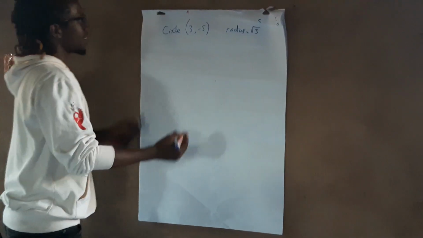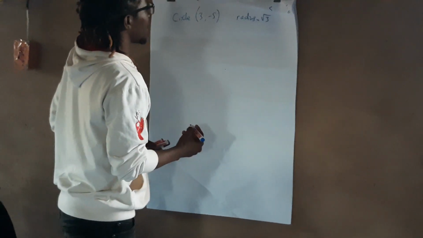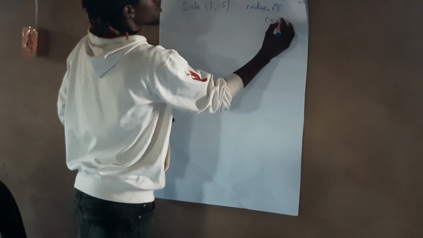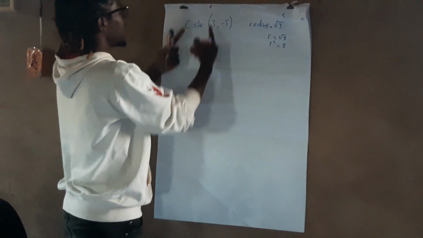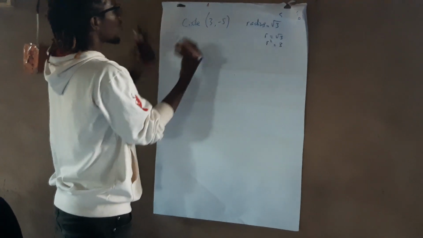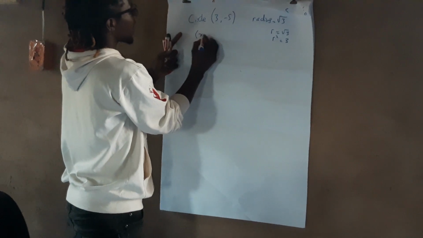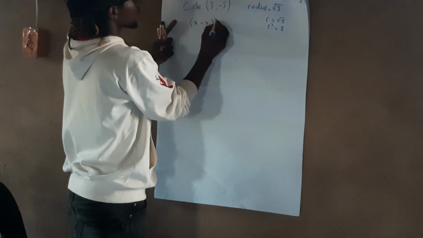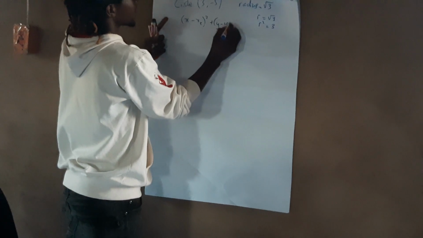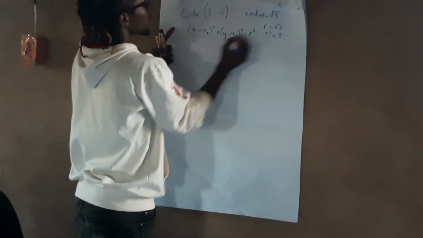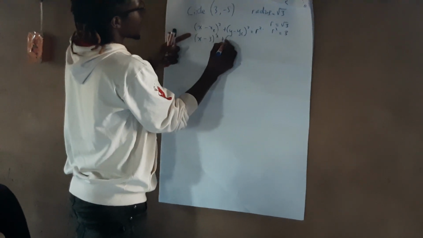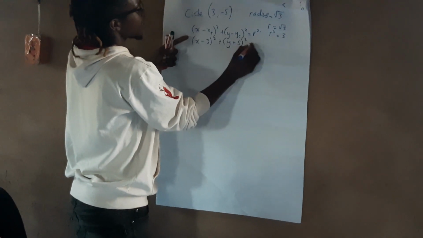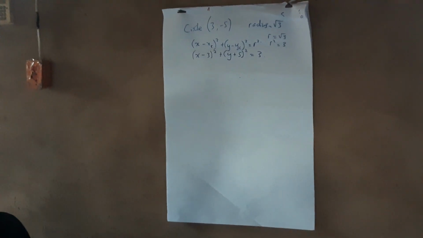So how do we treat this? We know that the radius is equal to square root of 3, right? So our radius squared is equal to what? 3, right? And here, what is our center? It is this point. So we just come and say our x minus x center squared plus our y minus y center squared should be equal to our r squared. So this will be x minus 3 squared plus y plus 5 squared equals 3. Simple as that. Right?